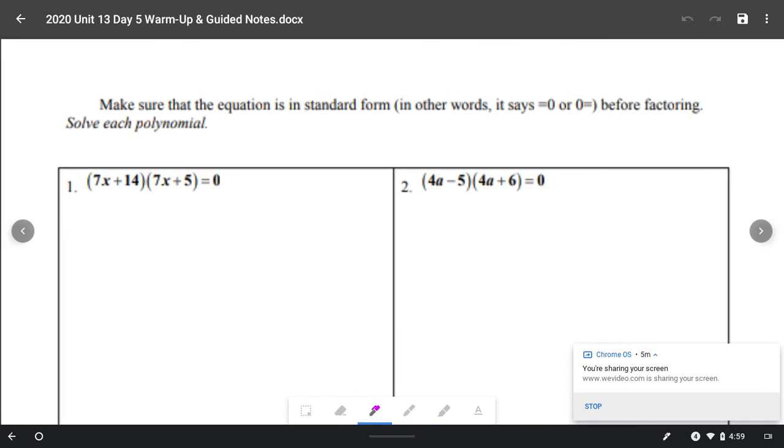polynomial. If we solve these polynomials, that means we're going to factor them first, and then we're going to make each factor equal to 0. If we take a look at number 1 and 2, they both are already factored for us. Those are much faster than the normal ones because we don't have to worry about trying to figure out the factors. Looking at the first one, we have a 7x plus 14. We make that equal to 0. And a 7x plus 5. We make that equal to 0. We subtract the 14.